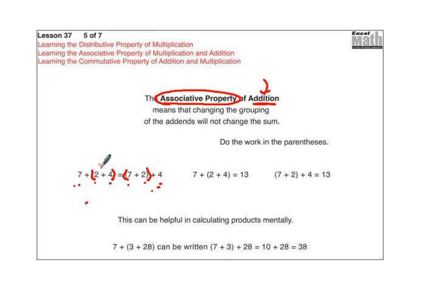7 plus 2 plus 4, we do the 2 plus 4 first, which is 6. 7 plus 2 is equal to 9. Everybody underneath here write what 7 plus 6 is equal to, which is 13. Write an equal sign. And then 9 plus 4 is also equal to 13. So you can see that when we move the parentheses around, the answer remains the same. And so the associative property of addition tells us that the grouping of numbers in addition problems makes no difference, has no effect on the answer.